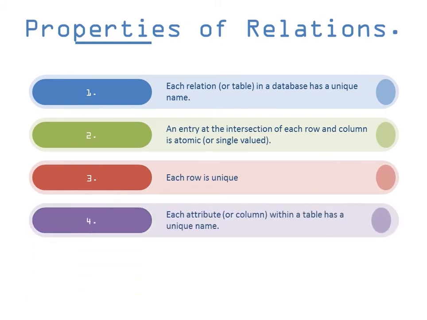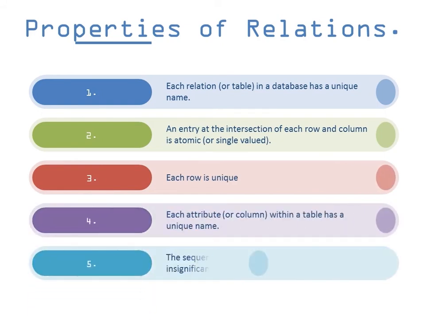As explained before, a relation is a two-dimensional table of data. However, not all tables are relations. Relations have several properties that distinguish them from non-relational tables. Here I will explain the 5 properties of relations.